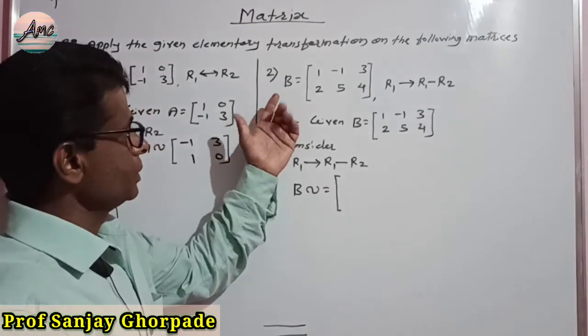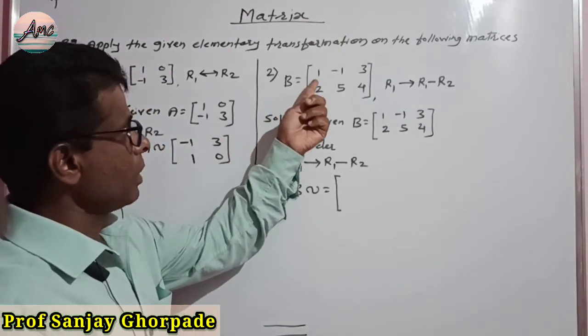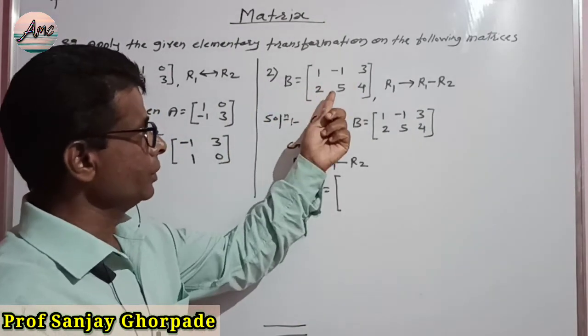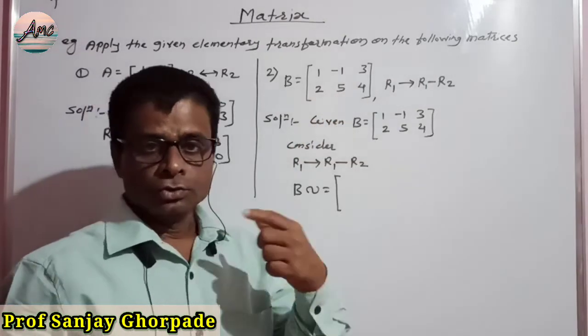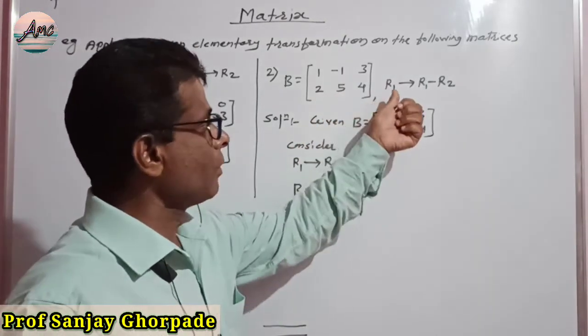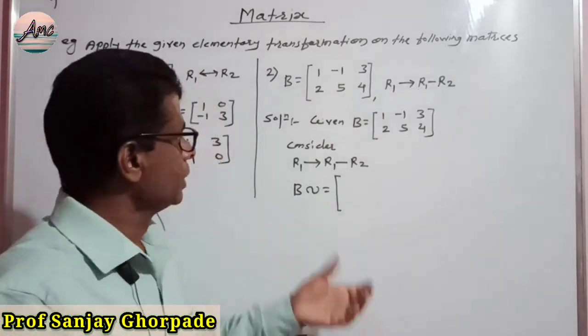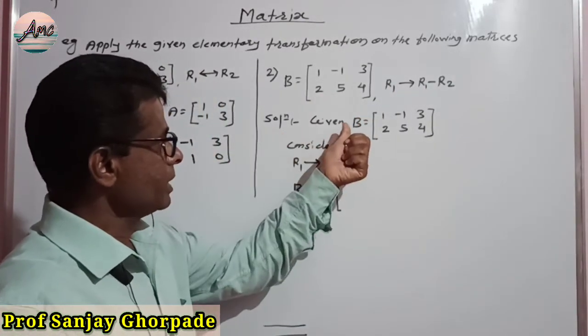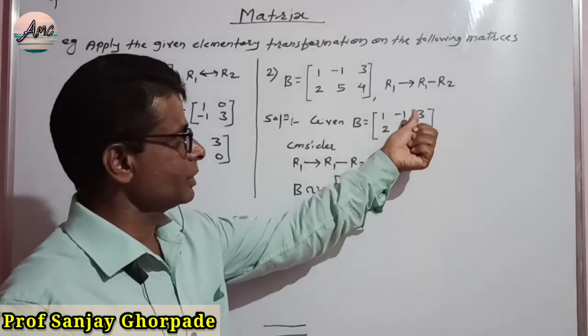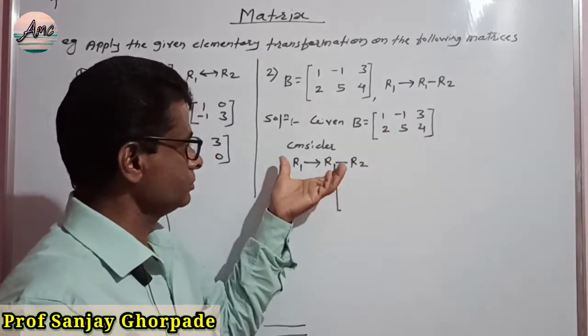The next example is matrix B equal to 1, minus 1, 3, 2, 5, 4. You are asked to perform the operation R1 tends to R1 minus R2. So the solution is like this: given matrix B equal to 1, minus 1, 3, 2, 5, 4.